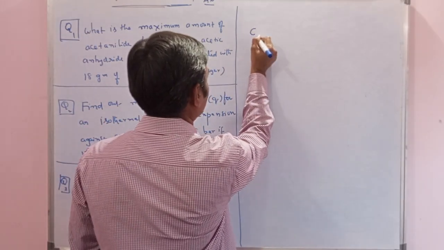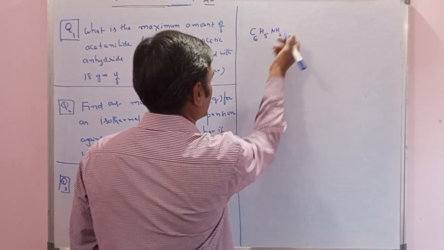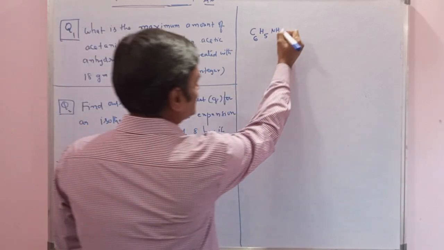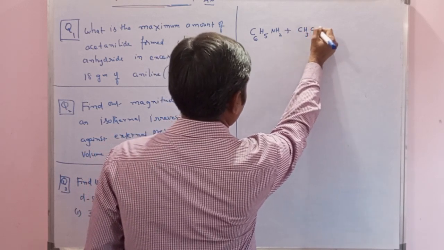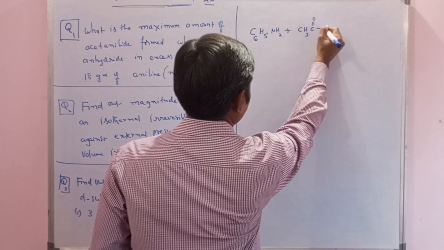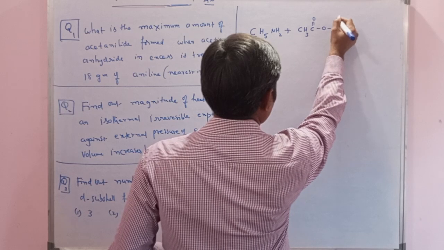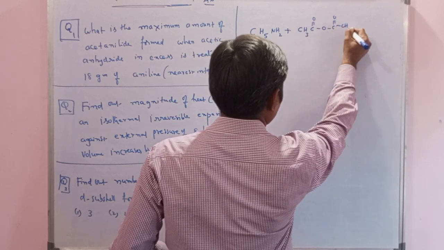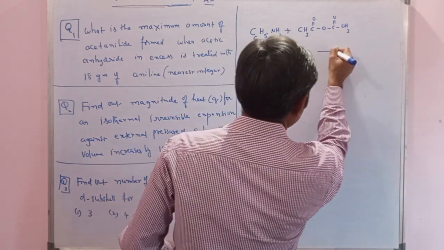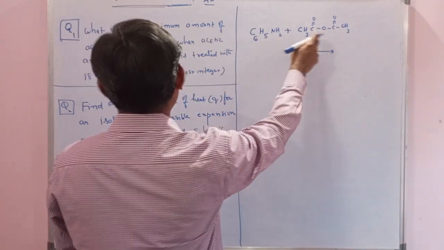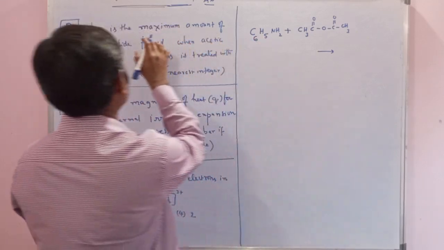What is the aniline formula? C6H5NH2. And this aniline is treated with acetic anhydride. Acetic anhydride is CH3CO-O-COCH3. Okay. And when excess of acetic anhydride is treated with aniline, then we will get acetanilide.